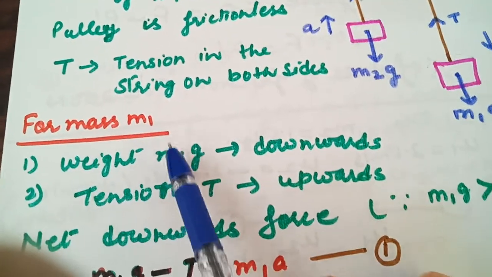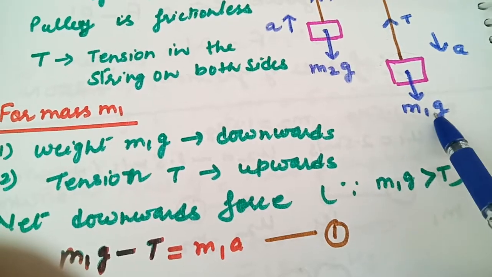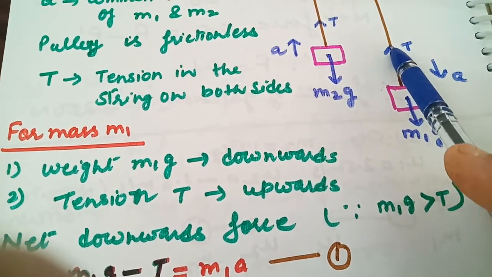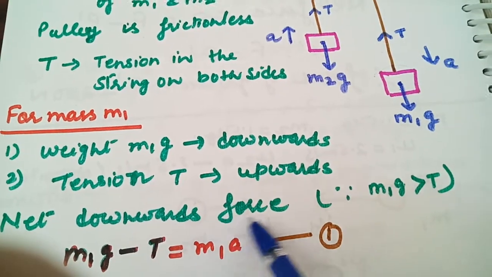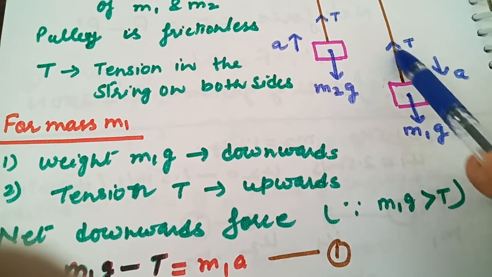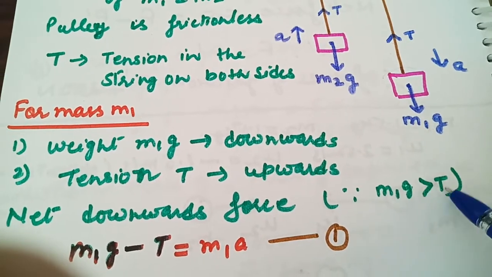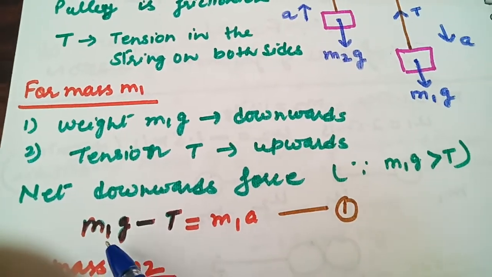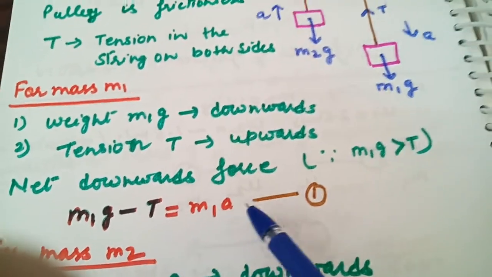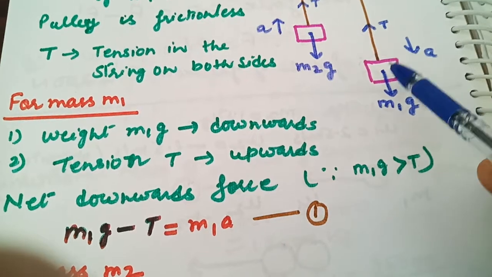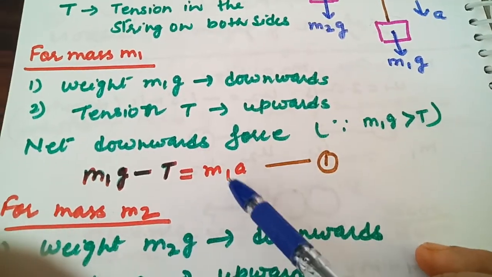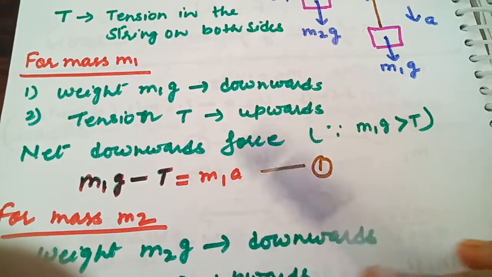Now for the mass m1, the weight m1g moves in the downward direction, and tension is acting in the upward direction. So the net force is downward, because the body is moving in this direction, so this force is greater than that force. That is why m1g is greater than T. So what will be the net force? Net force is m1g minus T, greater minus lesser force. And this net force is responsible for the acceleration produced in this body. So that will be equal to m1a according to Newton's second law.